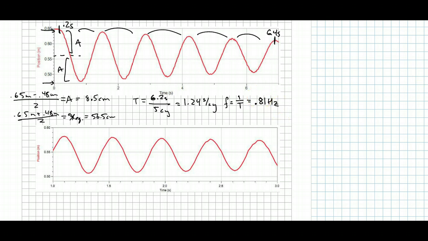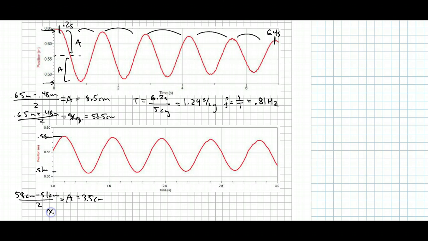Okay, for the second one, same ideas. The top is here at about 0.58 meters. The bottom is here at about 0.51 meters, which means that the total distance between there is 7 centimeters. But we only want half for the amplitude. So our amplitude is 3.5 centimeters.